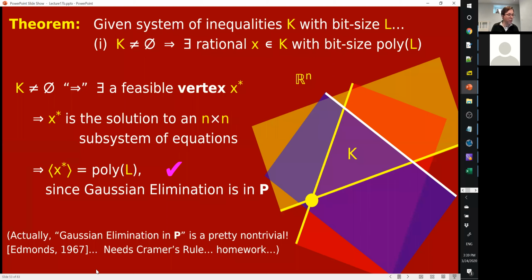I have a question here. The question is, what is Gaussian elimination? Gaussian elimination is the classic algorithm that you learn in linear algebra class for solving an n by n system of equations.